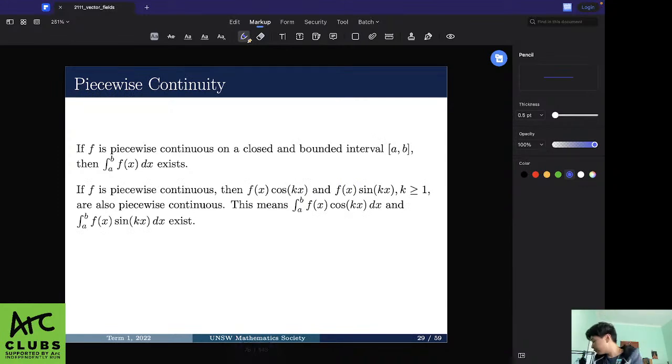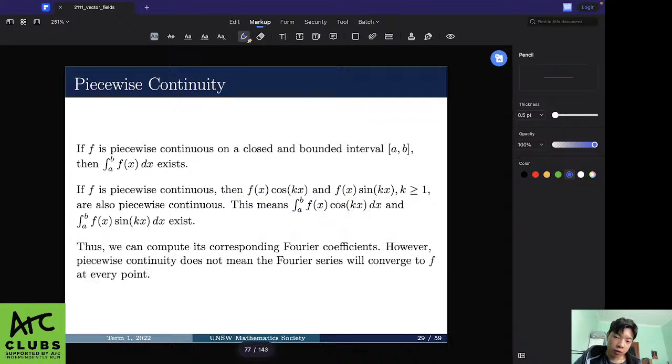So why do we want to know if it's possible to integrate from a to b? Well, if f is continuous, then we know that since cos and sine are continuous, these right here are continuous, right? And so if those are piecewise continuous, we can integrate them. And you might notice that these integrals are how we find the coefficients. So this means that we can find the corresponding coefficients for Fourier series, but just having it be piecewise continuous doesn't mean that it will converge at every single point.